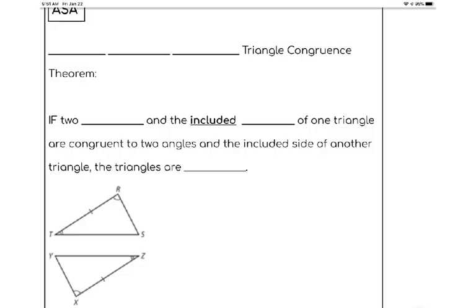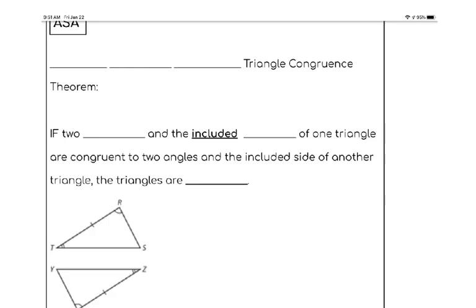So we know that if we have two triangles, and we know that all of the sides are congruent, or the corresponding sides are congruent, then we know that those triangles are going to be congruent.